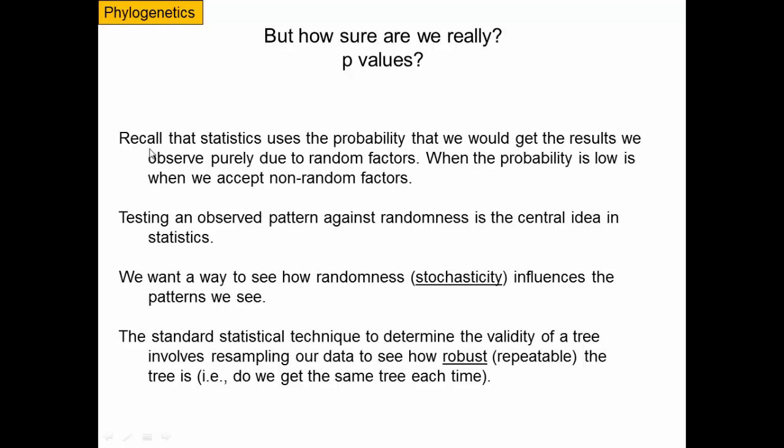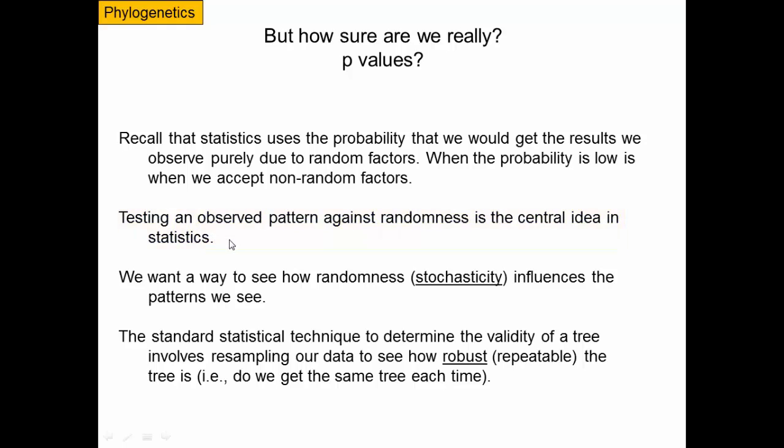But if you think about statistics, you want to recall that statistics uses the probability that we would get the results we do if only randomness was going on. So what p-values are is the probability we get certain results if only randomness is happening. When that probability is low, then we decide that non-random things are happening. This is the basic philosophy of how statistics works. So testing an observed pattern against randomness is the central idea in statistics. All those different statistical tests you learned did this.